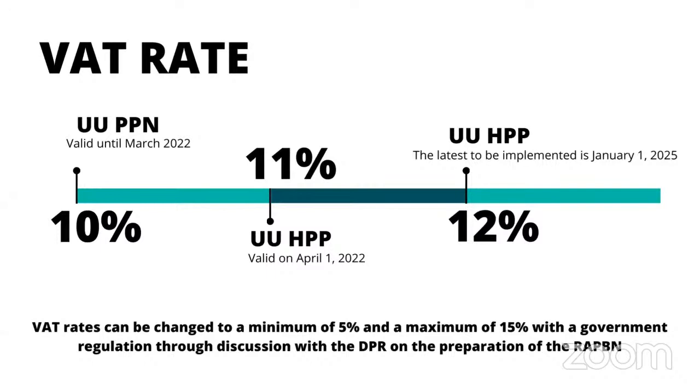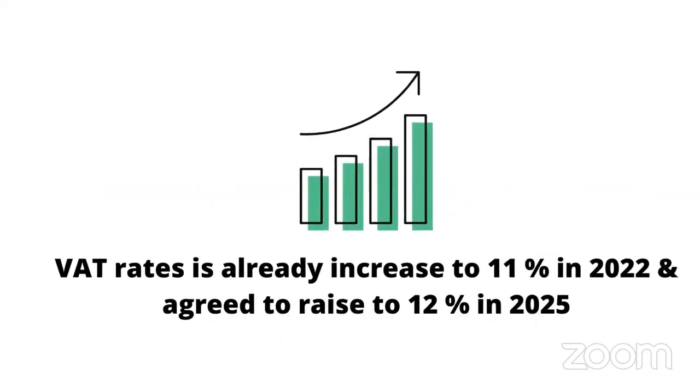The reform has been 10%, and now it is 2022, which results in the mindset in the VAT community being 10%. When we see in the HPP law, the VAT range is 5% until 15%. But in the HPP Act, it is stated that 11% VAT applies from April 1st, 2022. And later, it will rise another 1% to 12%, which is no later than January 1st, 2025. But it could be faster, maybe in 2023 or 2024. But there will be discussions with the DPR regarding the RAPBN. VAT rates already increased to 11% in 2022 and were agreed to be raised to 12% in 2025.